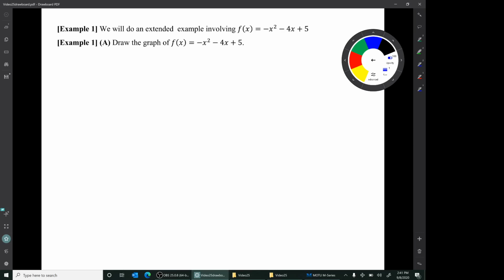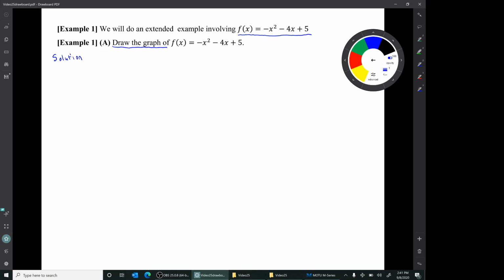In this video, I'll be introducing a number of important new concepts, but I'm going to do them in the context of working on 2 examples. The first example is an extended example involving this function f of x, this quadratic polynomial, and we'll have many parts to this example. So in part A, the job is to just simply draw the graph.